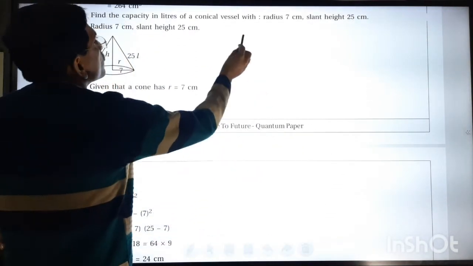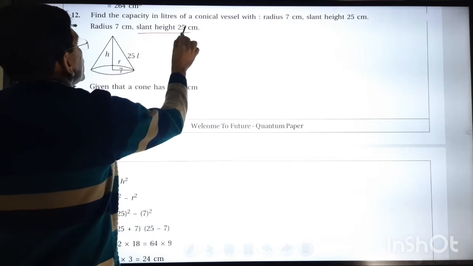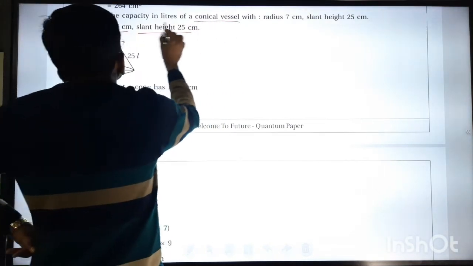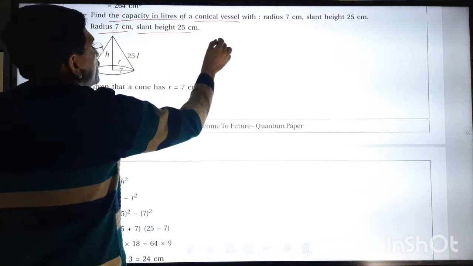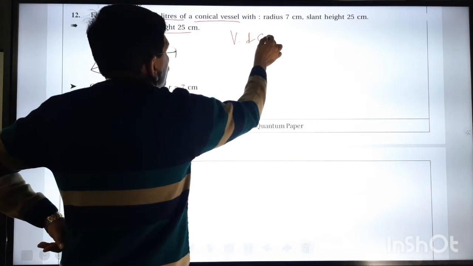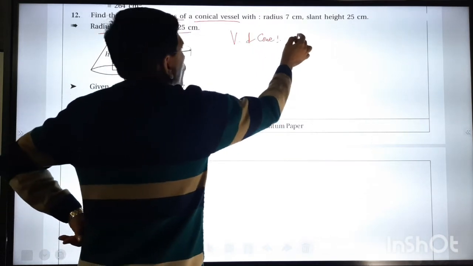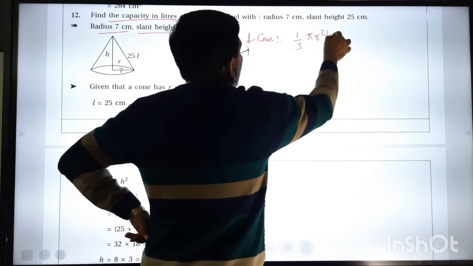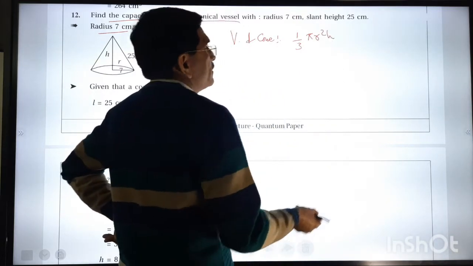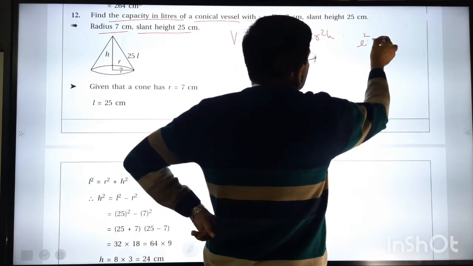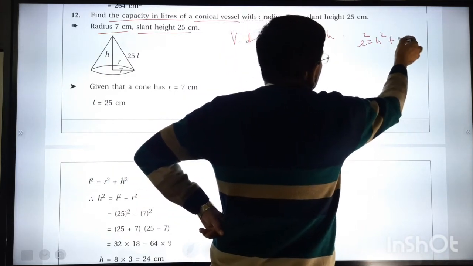Now see, slant height is 25, radius is 7. What is the requirement of capacity in liters? So we have to find out the volume of the cone. The formula is 1/3 πr²h. But here slant height is given, so we cannot put h directly. So l² = h² + r².